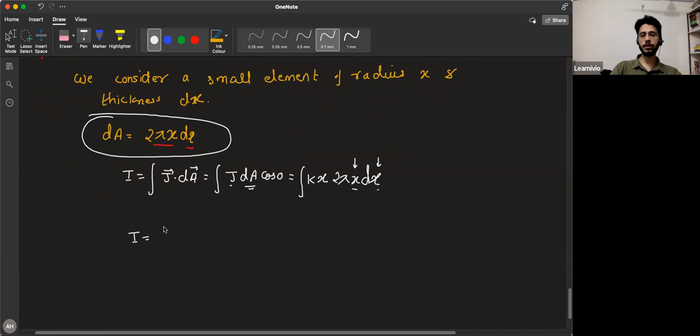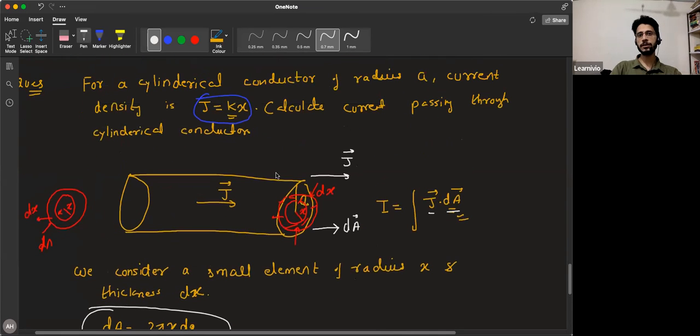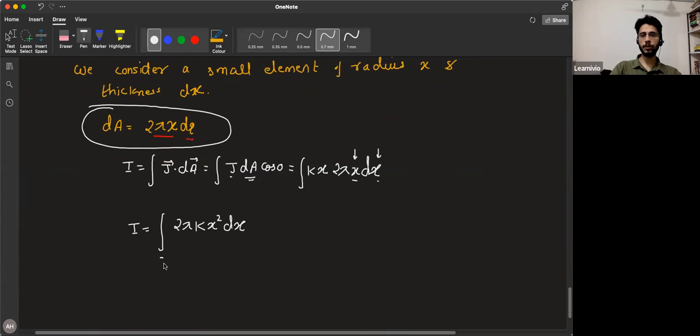So this is current, which is the integral of 2 pi k x squared dx. And the limit of the integral is, see, you're integrating over the entire cylinder. The radius of the cylinder is a. So this x can vary from the center of the cylinder to the circumference of the cylinder. So the limit is 0 to a.